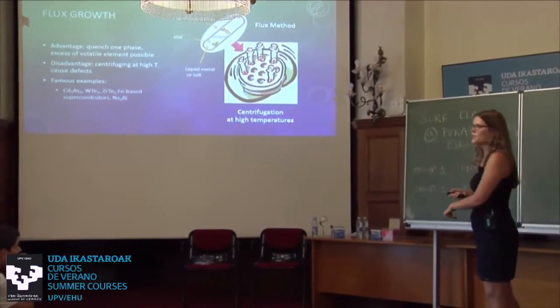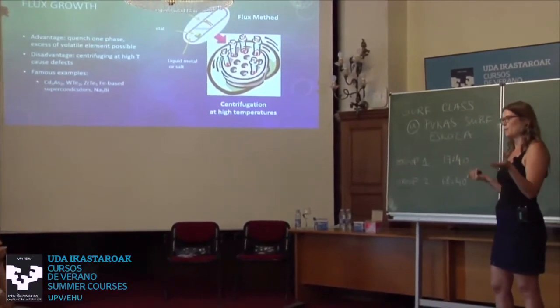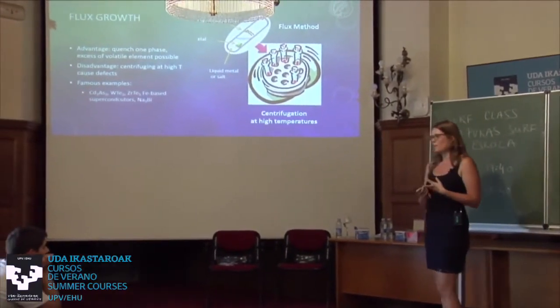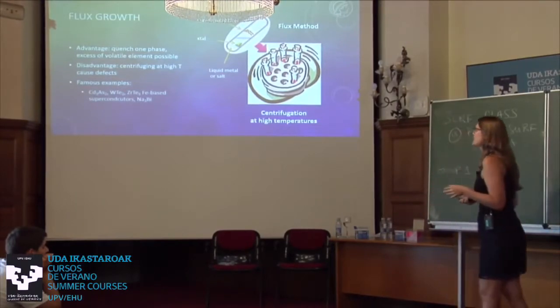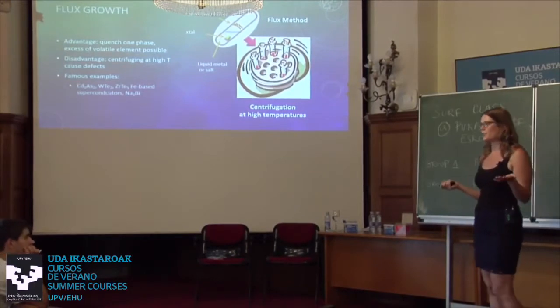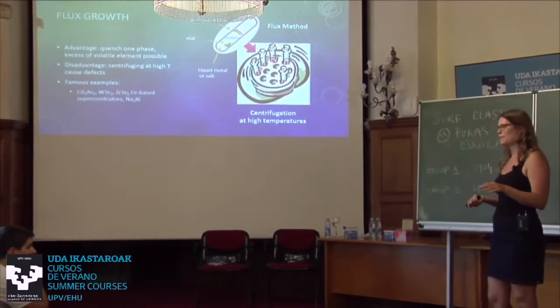The advantage is you have only one temperature because you quench from it. So in a compound like cadmium arsenide, you won't have competing phases. You have an excess of maybe one element, so you don't have defects from having too little of the elements. But the disadvantage of this method is that the quenching is also not really that great. You can have defects from quenching from a high temperature.